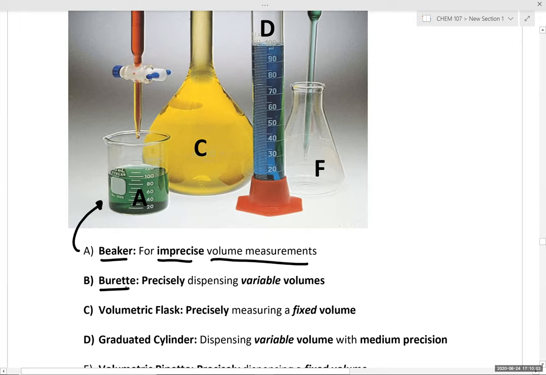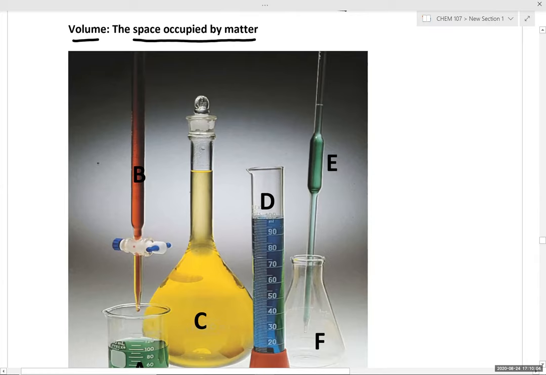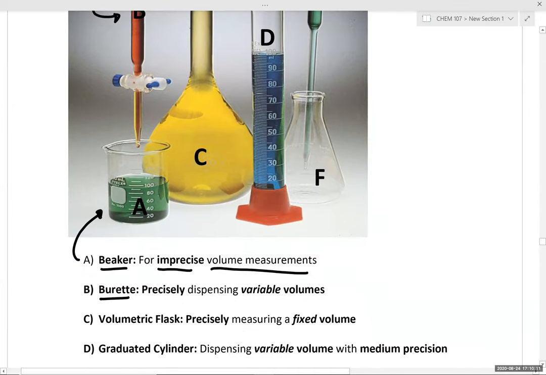Option B is a burette, shown here with the letter B. A burette is used and has a very specific purpose. It's used for precisely dispensing a variable amount.